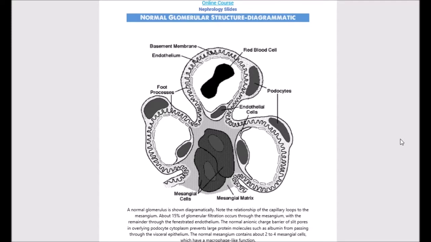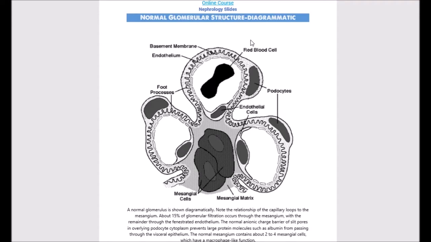The first slide is on the normal glomerular structure, and it has some diagrammatic pictures. Before going to some of the abnormalities, knowing some of the diagrammatic things will be really helpful to recognize some of the abnormal pathology that you'll get in the different slides. So let me start with the normal glomerular structure.